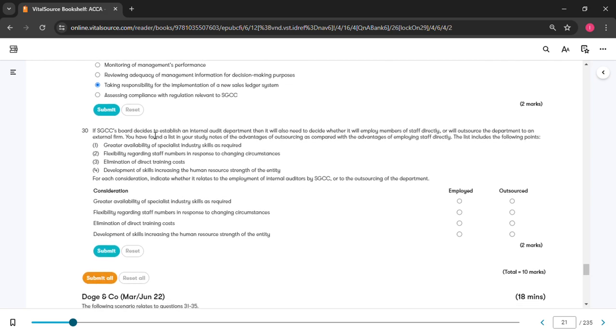If the HGCC board decides to establish an internal audit department, then it will also need to decide whether it will employ members of staff directly or outsource the department to an external firm. You have found a list in your study notes of the advantages of outsourcing as compared with the advantages of employing staff. This list includes the following points. Now, what they are asking: when you outsource the things, what happens? The greater availability of specialist industry skills is required. You outsource, you will get specialist people.